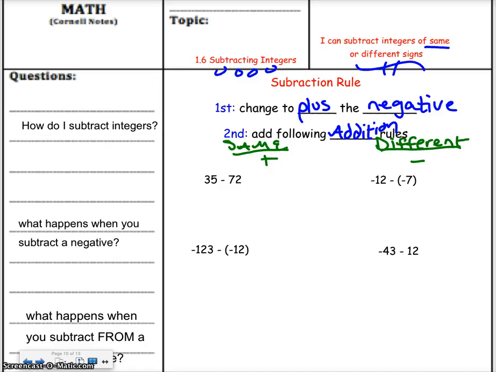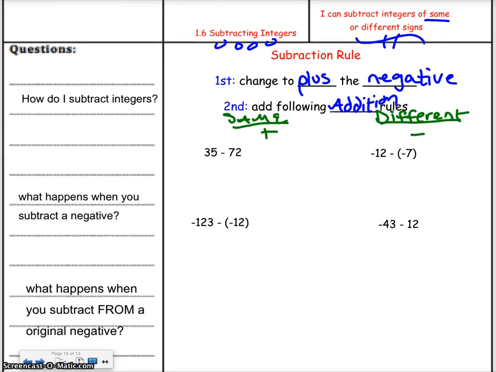So let's apply it. 35 minus 72. I expect you to write this as 35 plus a negative 72. Now, are they the same or different signs? Different, because I have one positive, one negative. So I'm going to subtract. 72 minus 35 is 37. Do I have more negatives or more positives? Negatives. So it's going to be negative 37.